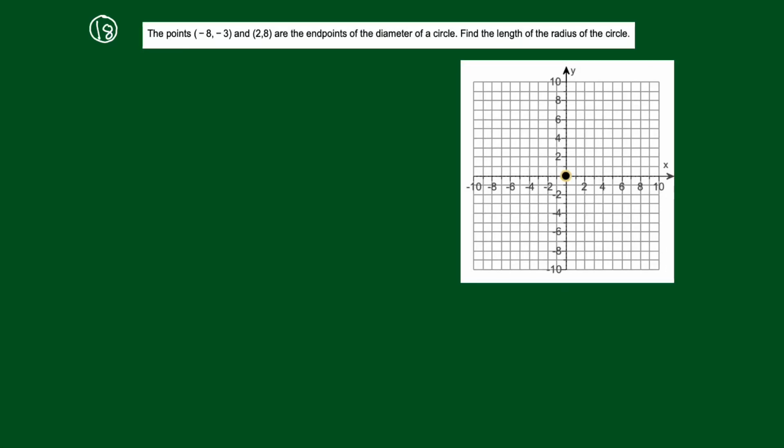We've got a circle, and it says that these points, (-8, -3) and (2, 8), let's plot those. I'll get the first one, (-8, -3). So I'm going to go to the left 8, down 3. Looks like it's 1, 2, 3 right there.